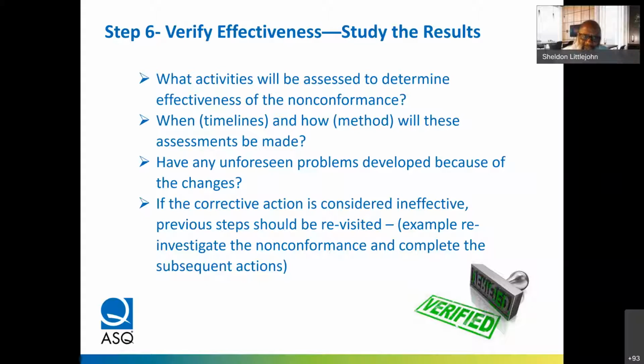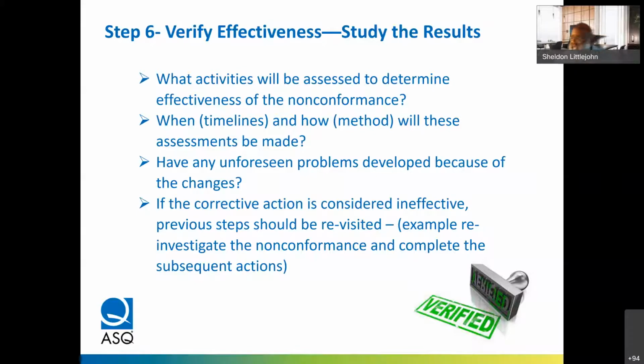Then we want to look to see, have any unforeseen problems developed because of the changes? Here, we make changes oftentimes to our process, and we could have some collateral damage or another process being thrown out of control because of the change. So we are looking at some management of change issues here to ensure that we are not affecting or creating other adverse problems by trying to fix one problem.